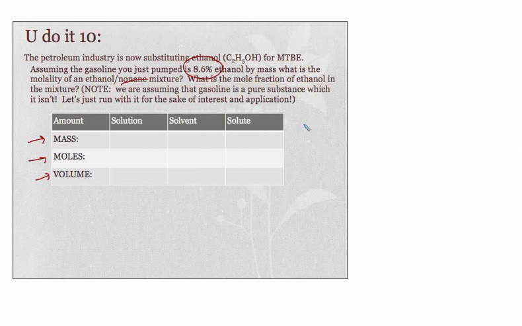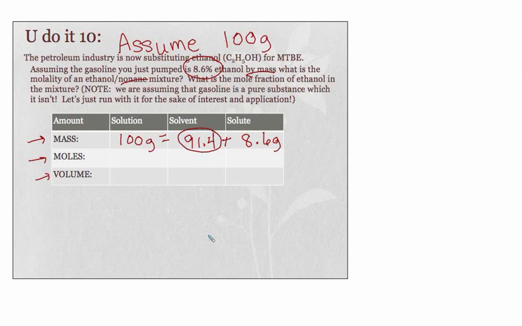All right, if we're given percent, do you remember what our assumption was? What you want to do if you're given percent is assume 100 grams. Remember, it's percent by mass. So we want to assume that we have 100 grams of solution. Now, if it's 8.6%, that means we have 8.6 grams of solute. And if we do our subtraction, that means we would calculate this to be 91.4 grams for our solvent. And that gives us some direction here.